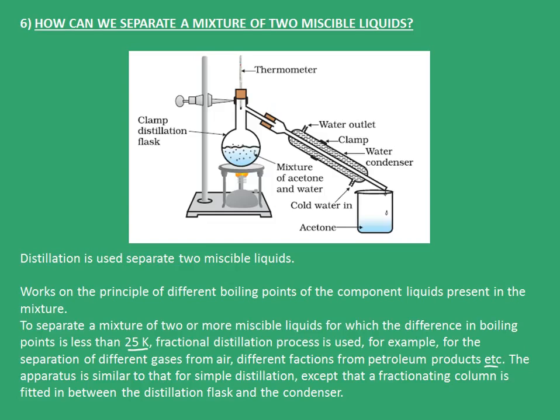As acetone is volatile, it starts boiling before water. Its vapors then pass through the condenser and get condensed due to cold water that runs through it. And finally the acetone is collected in another beaker, leaving behind water in the original flask. So this is how a distillation process works.